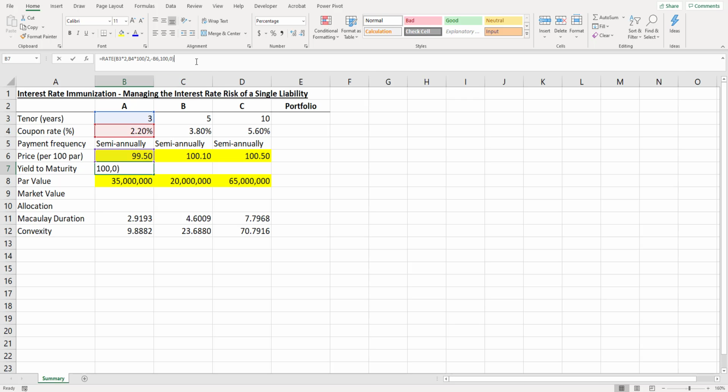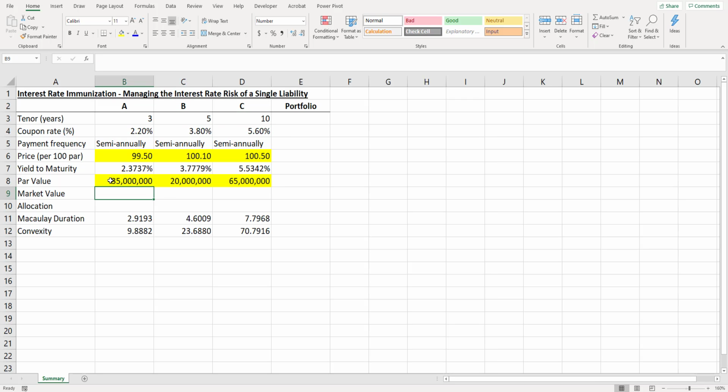So if I want to annualize it, I'll multiply by 2. So that's per year. Now just copy this over. So we have the yield to maturity per year. And we assume that these bonds were just issued today, and this is their tenor.